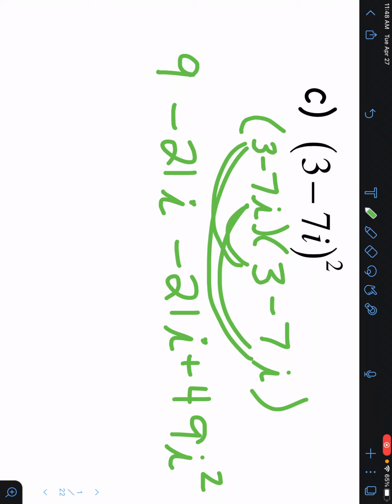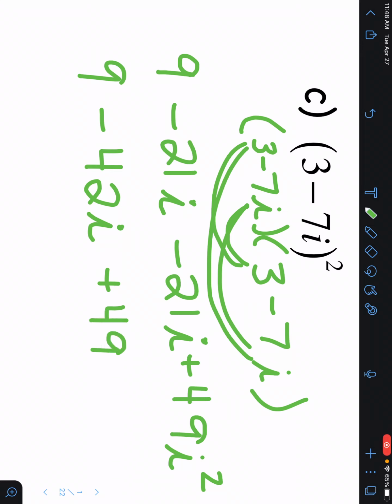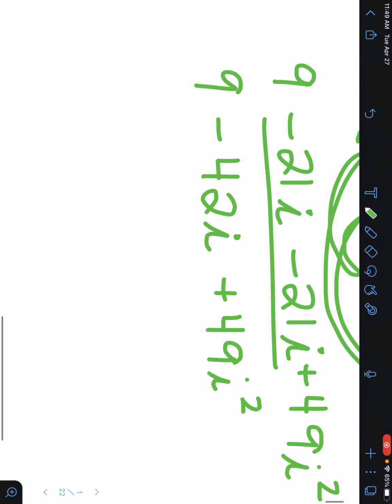Now we want to combine like terms. Where did I get the minus 42i? It came from these two guys. -21i minus 21i is -42i. And then I do want to keep going.